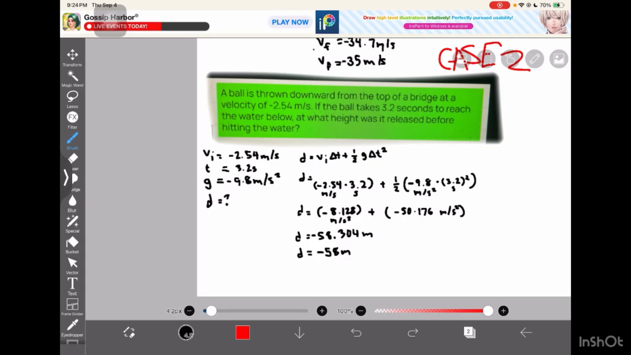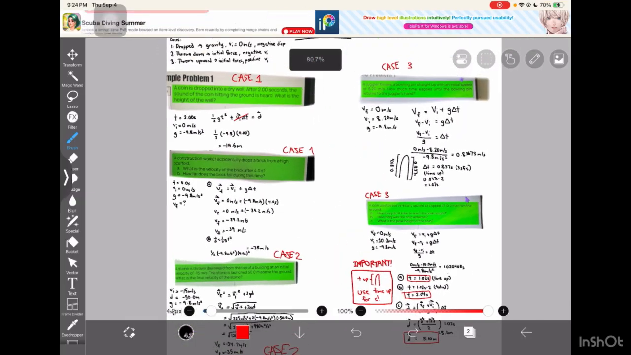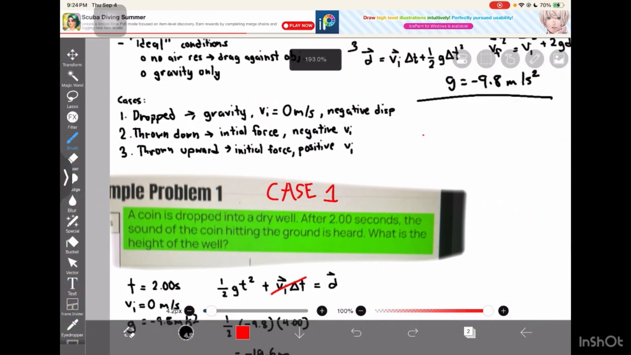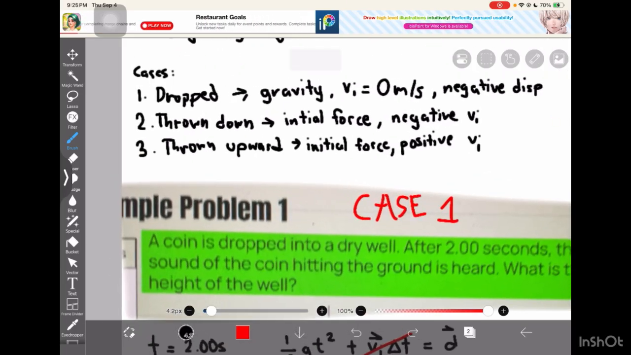Alright, so let's now move on to case 3, and it's actually pretty tricky. Case 3 is thrown upward. We have an initial force and a positive V sub I, since now you're throwing it upwards, it's going in the north direction. But remember, what goes up must come down. So it actually makes a parabolic structure, and it does make the computation slightly more complicated.